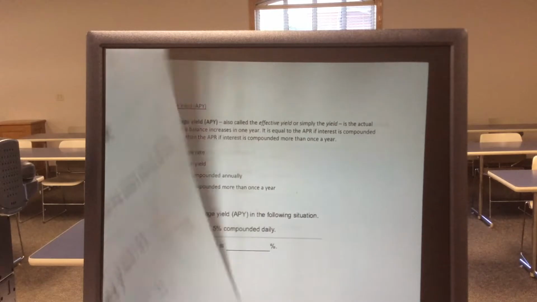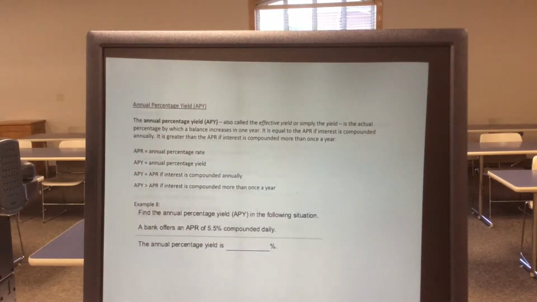Okay. Now let's look at annual percentage yield, or APY. In this case here, the annual percentage yield is also called the effective yield, or simply yield. That's going to be the actual percentage by which your balance increases in 1 year. It is equal to the APR if your interest is compounded annually. It is greater than the APR if your interest is compounded more than once a year.